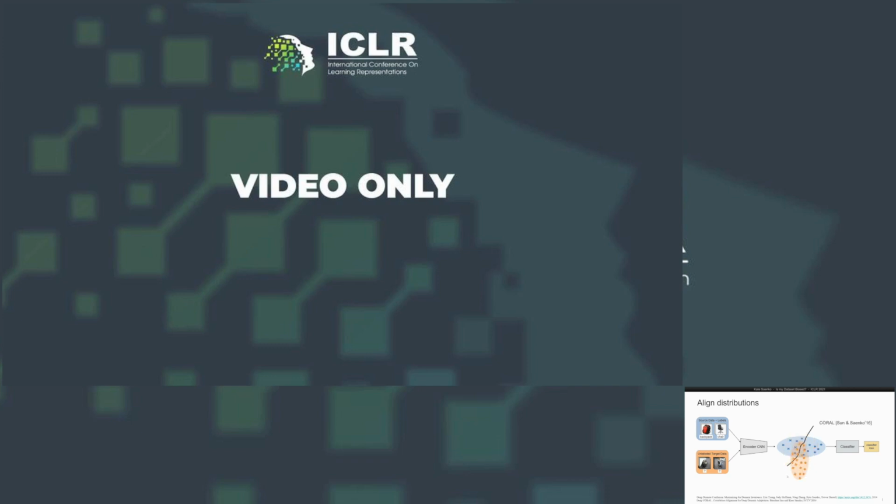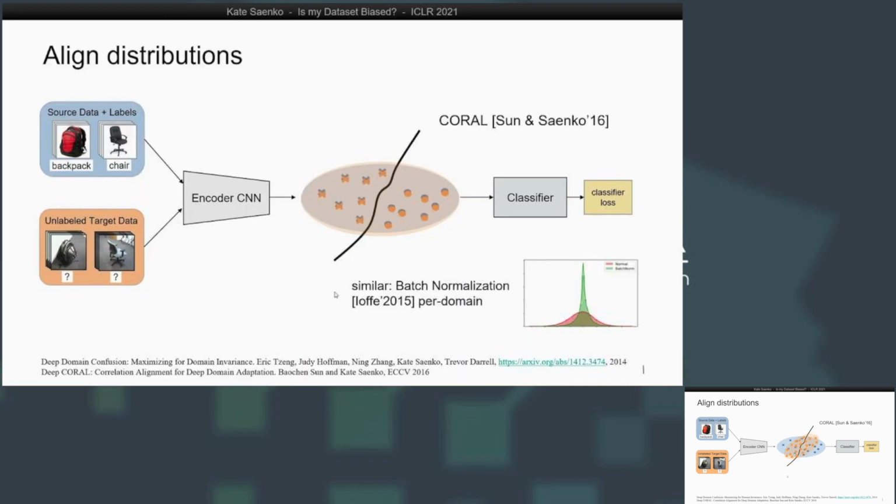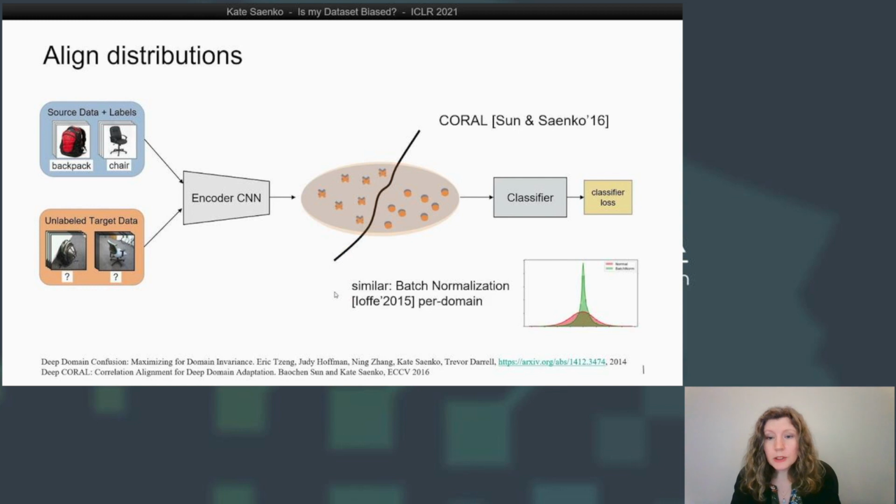Another approach is to align both the mean and the correlations of the features. And by the way, we can apply these losses to any layer in the deep network, so any layer in the encoder. This is also similar to what we could do with batch normalization if we did it separately for each domain, because it also would normalize the means and the variances of the features in the activations of the layers across the domains.